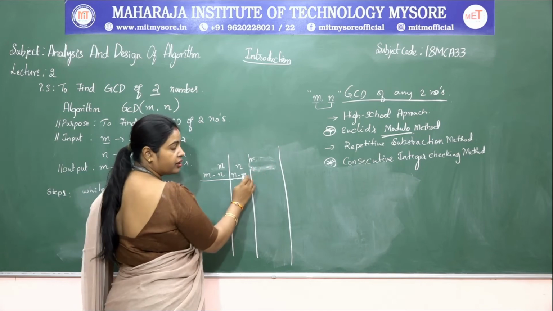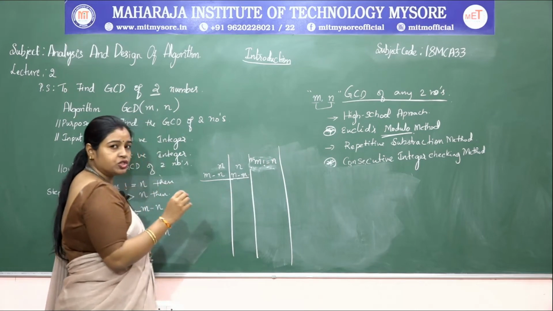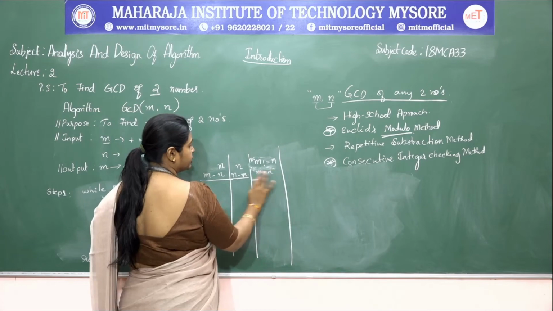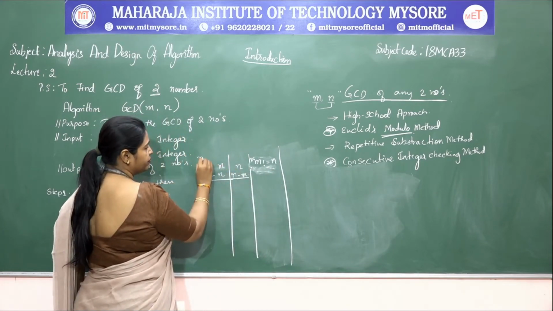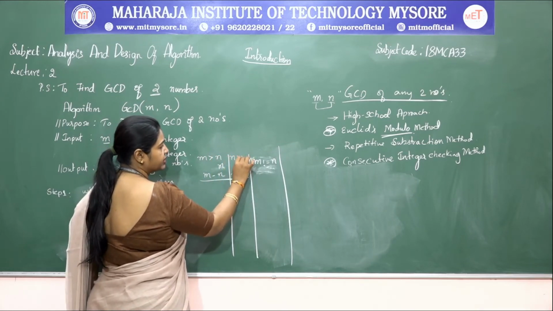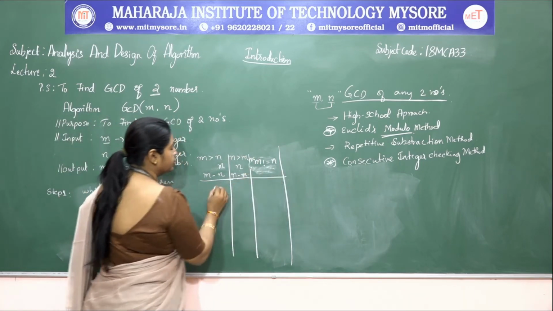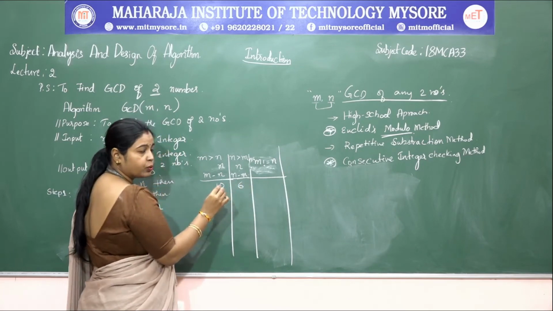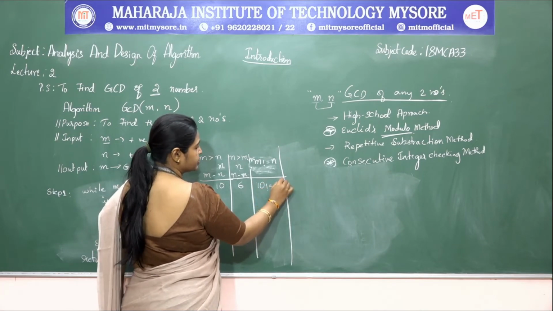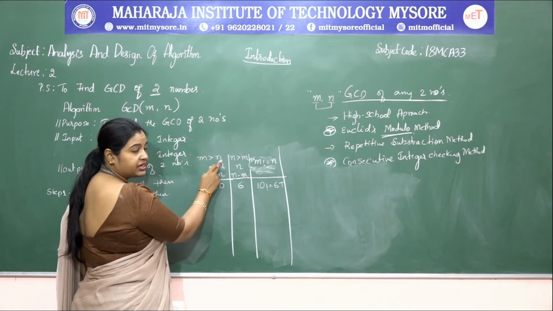But what is the condition we are checking? While m is not equal to n, we need to check, and also check m greater than n. We find m if m is greater than n, and we find n if n is greater than m. Remember. Let me take the same example: 10 and 6. Is it equal? 10 is not equal to 6, true.